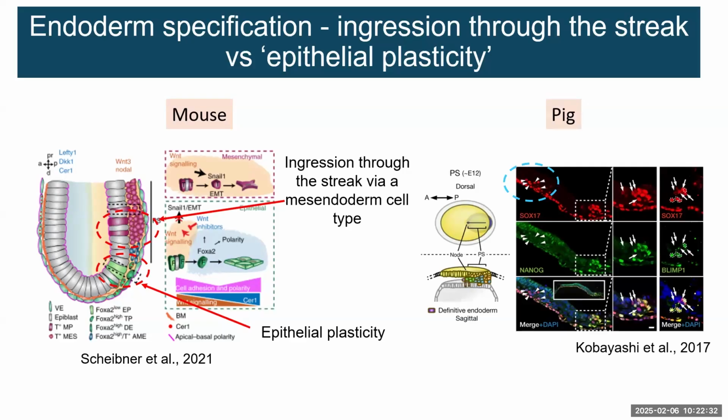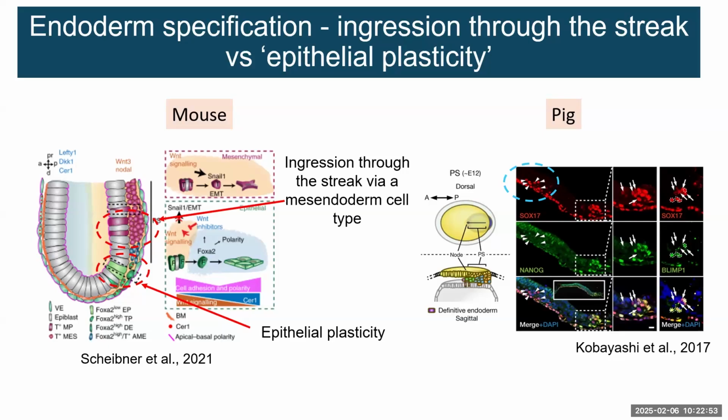We have done sections of pig embryos. This is a top view. This is a cross view of what the anterior-posterior sagittal section looks like. And this is, actually, a real section of an embryo. At the particular stage when the primitive streak is forming, you have a group of cells here, the top side of the epiblast, that are labeled for SOX17, which is a marker of definitive endoderm.